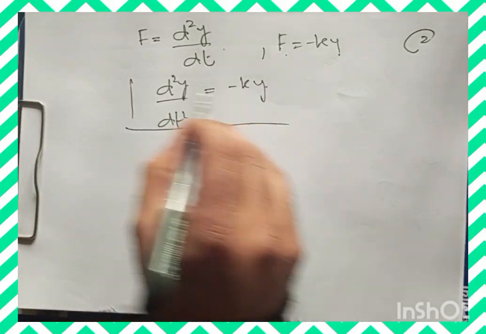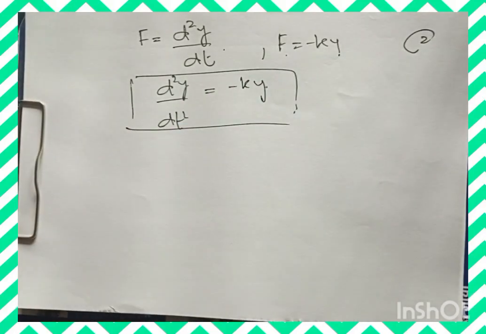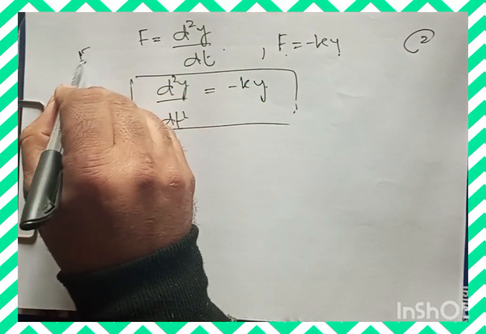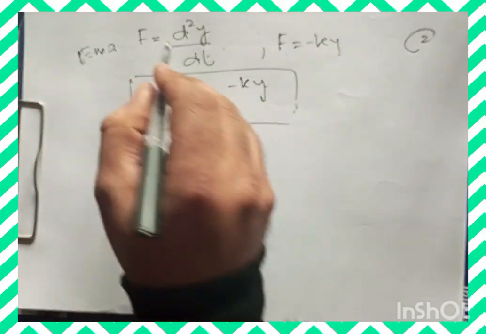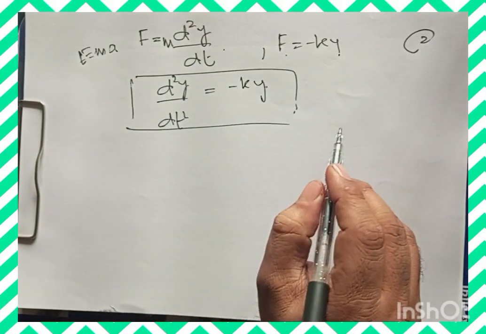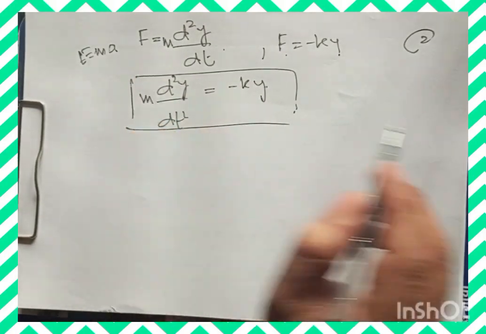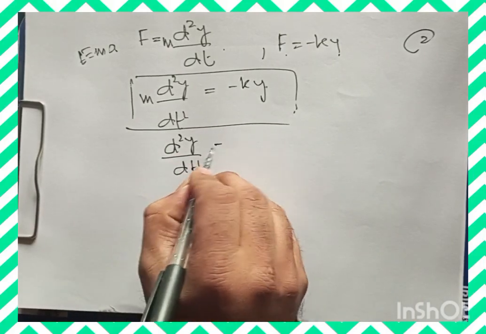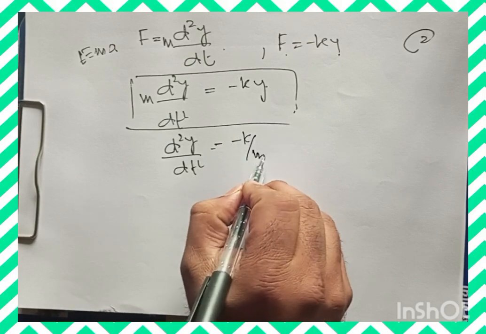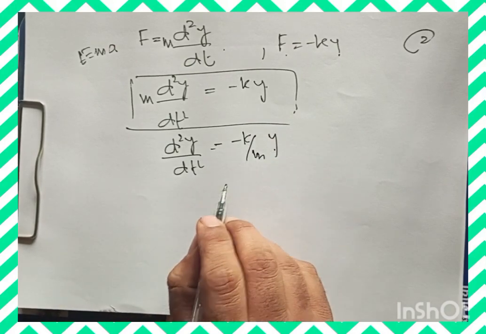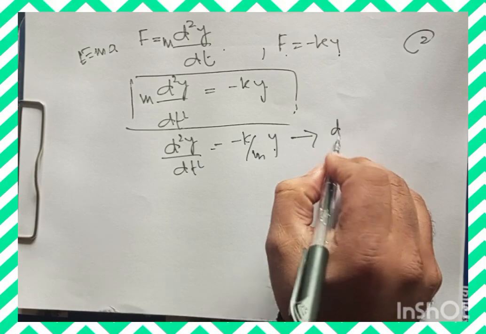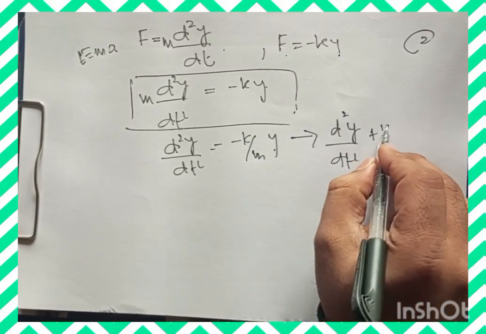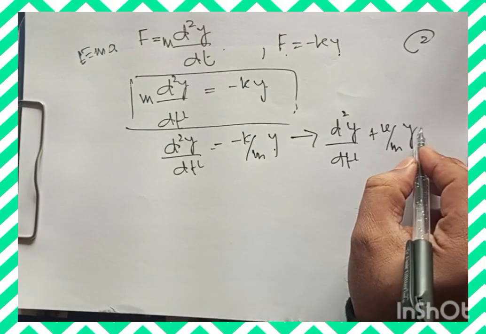Okay, so what we have is a second order differential equation. And here I have missed something, because F is mass into acceleration. So this is m times d2y by dt2. So here it is m times d2y by dt2. So d2y by dt2 is equal to minus k by m y. And to write it in a precise way, d2y by dt2 plus k by m y will be equal to 0.